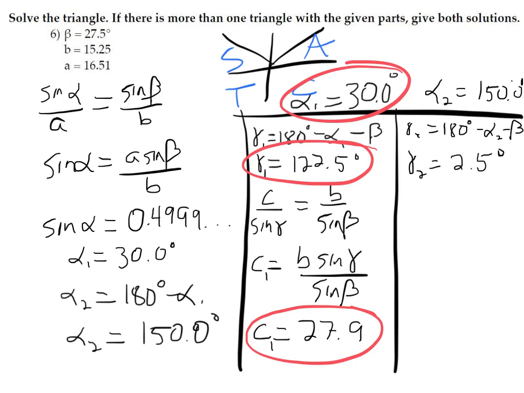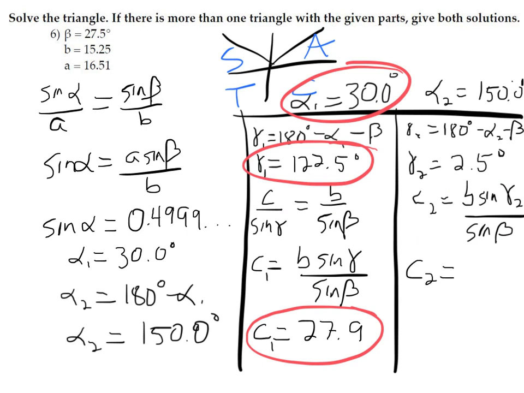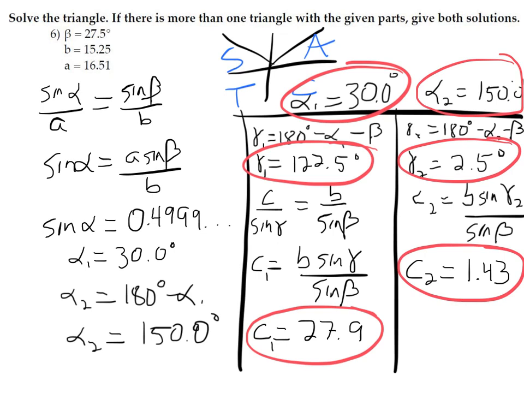Let's continue on. C2 would equal B sine gamma 2 over sine beta. That's the same work here, so I just skipped a little bit. And C2 equals 1.43. Great. We have also alpha 2, gamma 2, C2. We have two full solutions. This question said if there is more than one triangle, give both solutions. We have more than one triangle, and we have given both solutions.